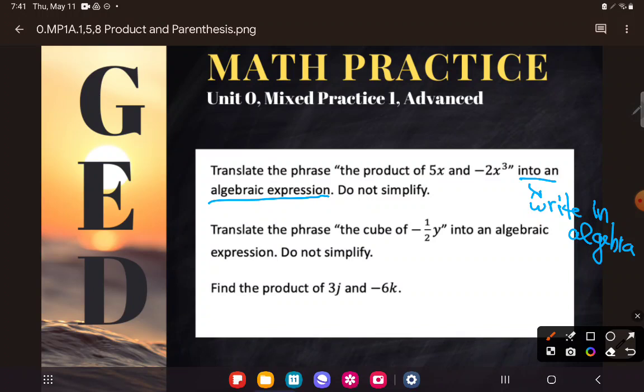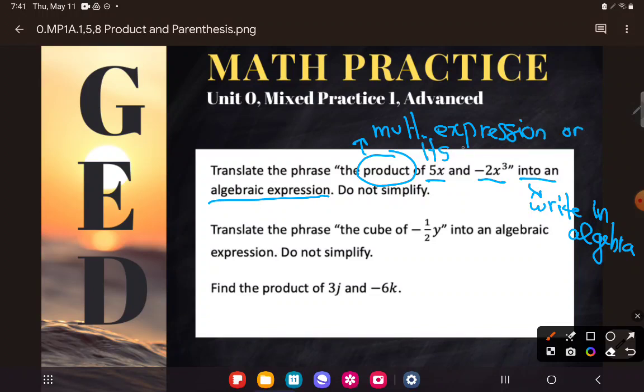Now, luckily, part of this is already in symbols. We have the 5x and the negative 2x cubed. That's nice. But this product is an important vocabulary word that you need to know how to say, product, but you also need to know how to write in algebra. Okay, so product means a multiplication expression, what you guys think of as the problem, or its simplified answer.